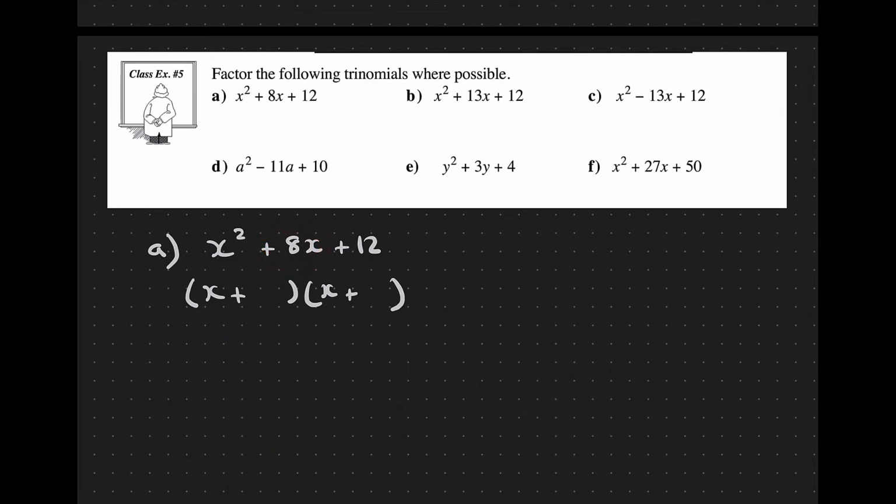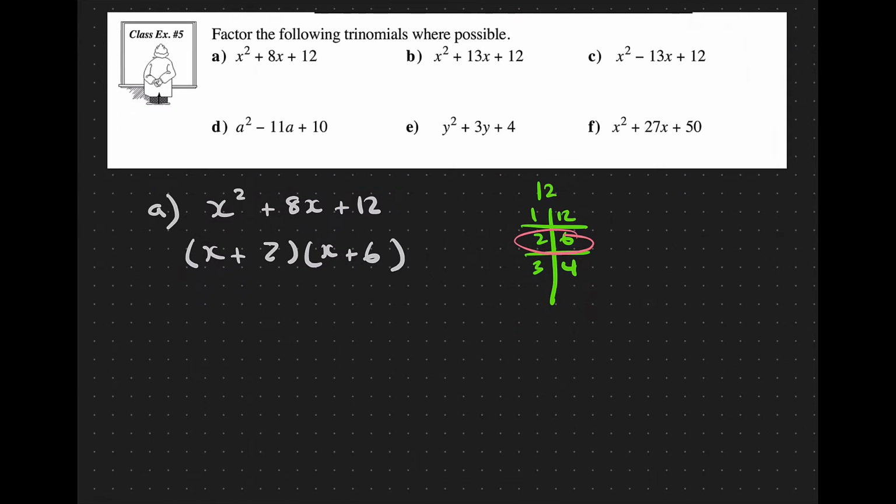So I need two numbers that multiply to give us positive 12 and add together to give us a positive 8. Again, I can go on the side and say what numbers go together to give us 12: 1 and 12, 2 and 6, 3 and 4. Which two will add together to give us 8? Those two. So I'm just going to put a 2 and a 6 in there, and that one is done.